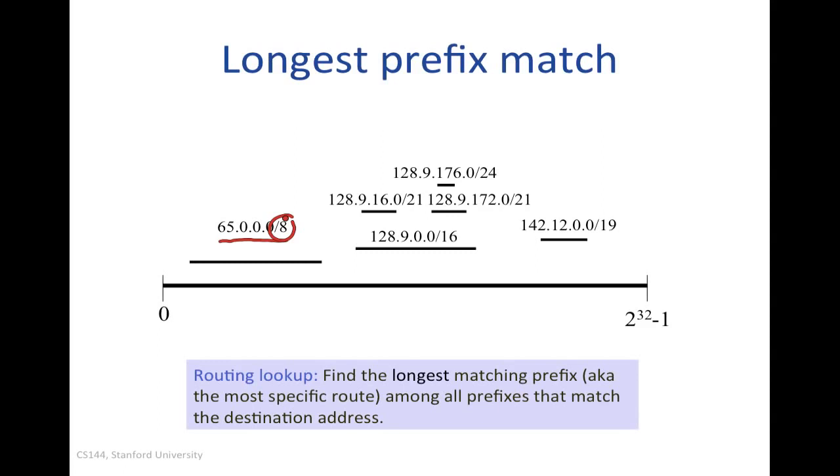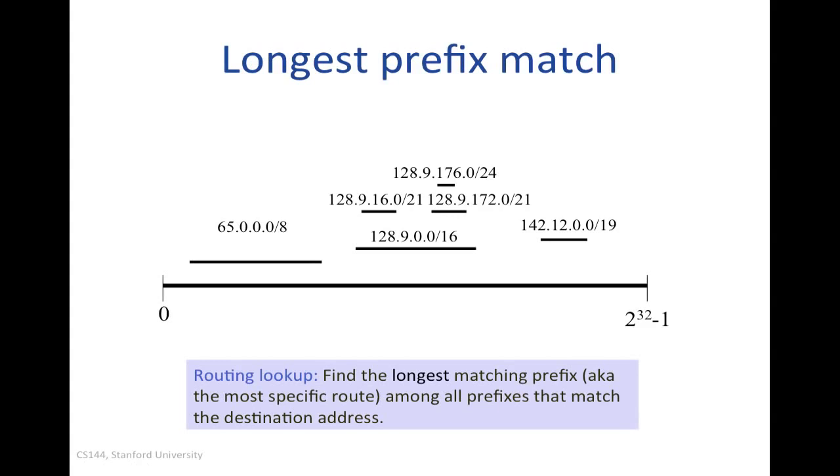So if a packet, an incoming destination address, has 65 as the first 8 bits of the address, then it's going to match on this line segment, and this line segment represents all the IP addresses that start with 65 in their first 8-bit locations. Similarly, this line segment here corresponds to all of the IP addresses whose first 16 bits are 128.9. So there are 2 to the power of 16 addresses here, all with the first 16 bits 128.9. And so we represent that prefix as 128.9.0.0/16, corresponding to those first 16 bits.